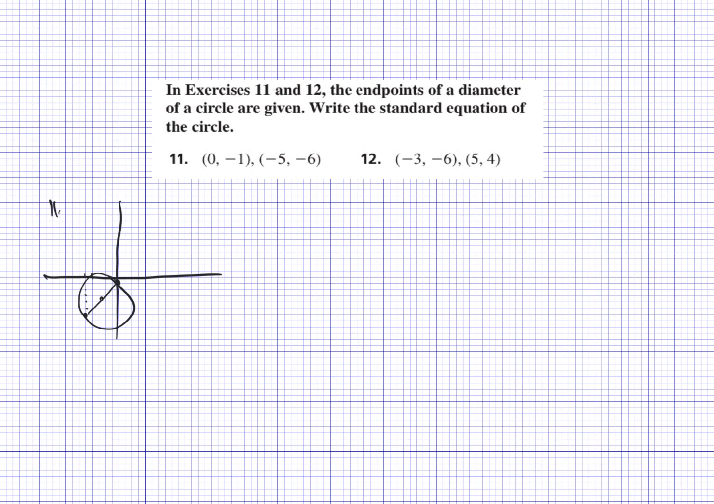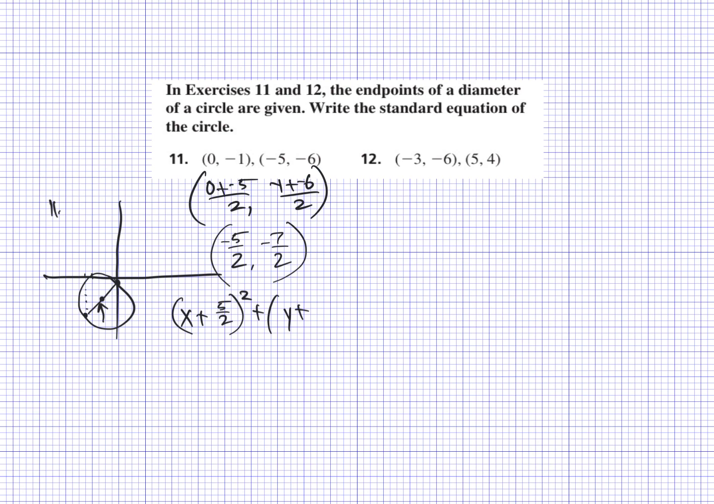So we need to find the radius and the center. I'm not sure exactly where that center is if I drew it correctly. So to find the center, given a diameter, let's find the midpoint. The midpoint is (0 + -5)/2 and (-1 + -6)/2. That would be -5/2 and -7/2, which is not a nice, neat number, but it doesn't look like it's a neat place anyway. So that's our center. So (x + 5/2)², or 2.5 squared, plus (y + 7/2)², 7 halves is 3.5 squared.